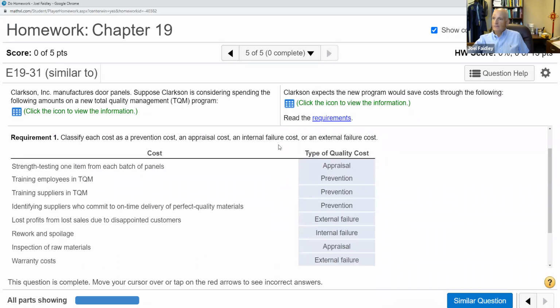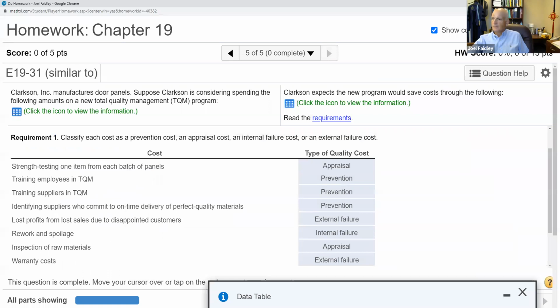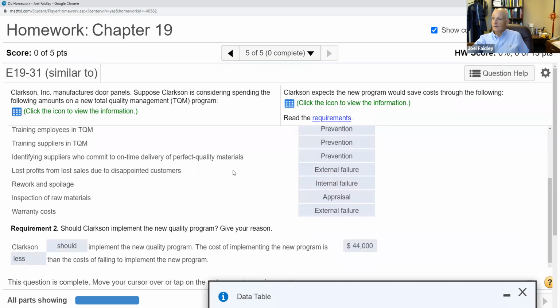Finally, number 5, classify each of these categories as one of these. You can see that there. So let's look at the numbers. What about the new quality program? Should we do this or not?